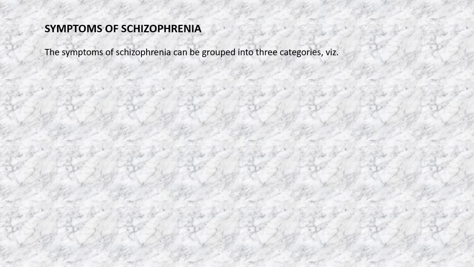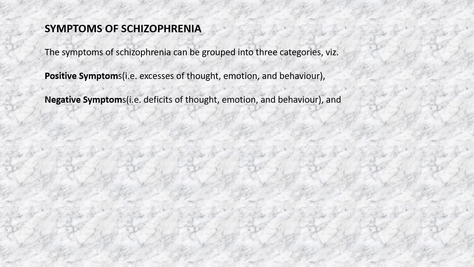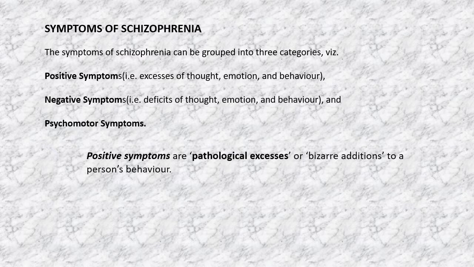Now moving on to the symptoms of schizophrenia. The symptoms of schizophrenia can be grouped into three categories. Positive symptoms, that is excesses of thought, emotion and behavior. Negative symptoms, that is deficits of thought, emotion and behavior. And the third category is psychomotor symptoms.